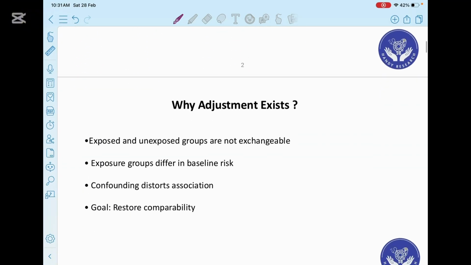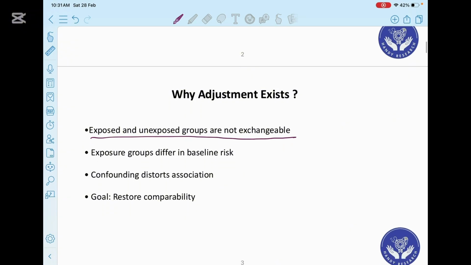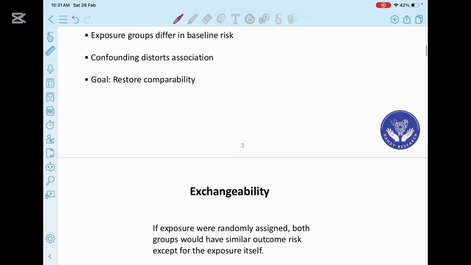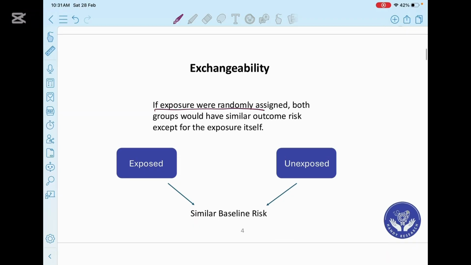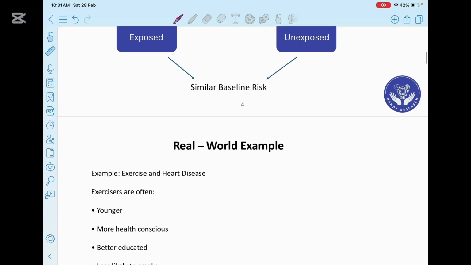So, why does adjustment exist? Let us begin with a fundamental concept. In observational research, exposed and unexposed groups are not exchangeable. So, what do we mean by exchangeability? If exposure were randomly assigned, both groups would have similar outcome risks except for the exposure itself. But in real world data, this is rarely true.